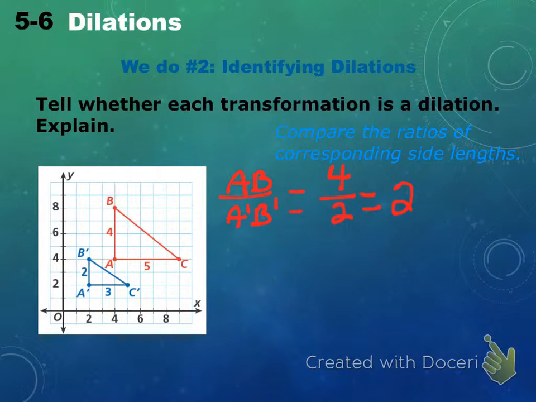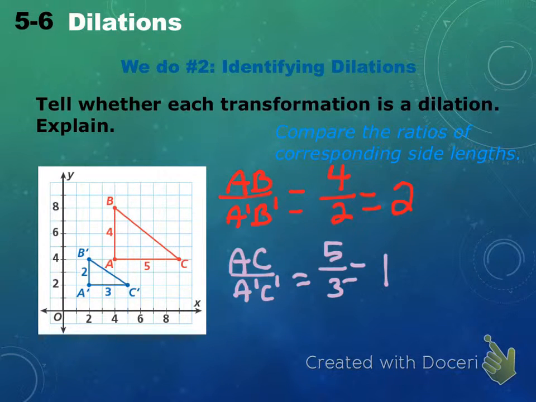Okay, now we have to check another one. So let's try AC and A prime C prime. AC is 5 units long. A prime C prime is 3 units long. Now when you divide this out, it's actually 1.66. So since these have 2 different ratios, the answer would be no. It is not a dilation because the ratios are not the same.